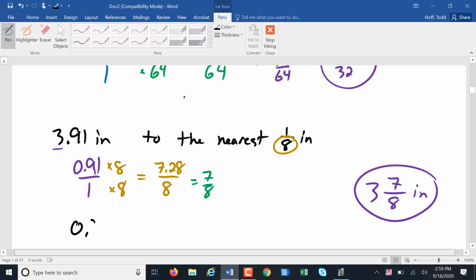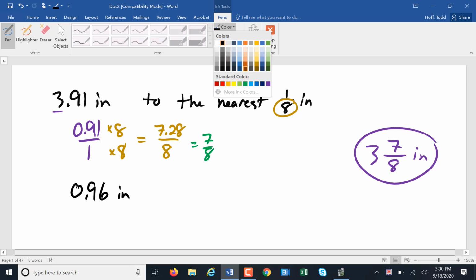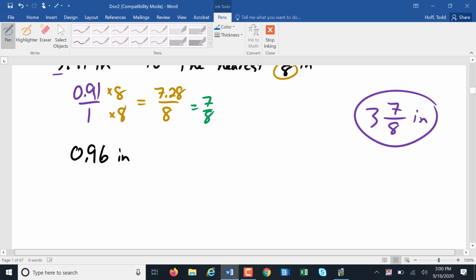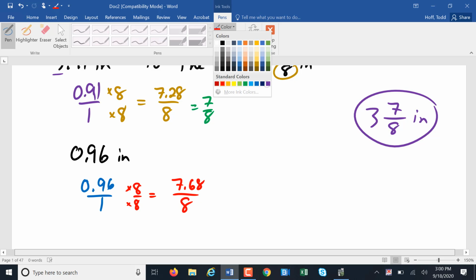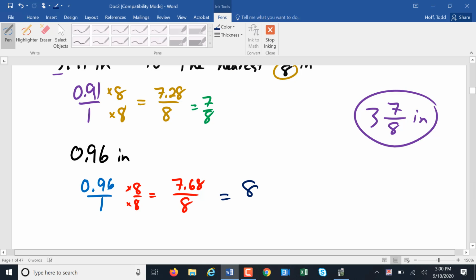What if I had something like 0.96 inches and I wanted it to the nearest 8th? Well, that would be 0.96 over 1. And I would multiply by 8 on top and bottom again. 0.96 times 8, however, is, what is that, 7.68? Well, that's between 7 and 8. It's actually closer to 8 eighths, or 1. You're exactly right. So we would call that 1 inch to the nearest eighth.